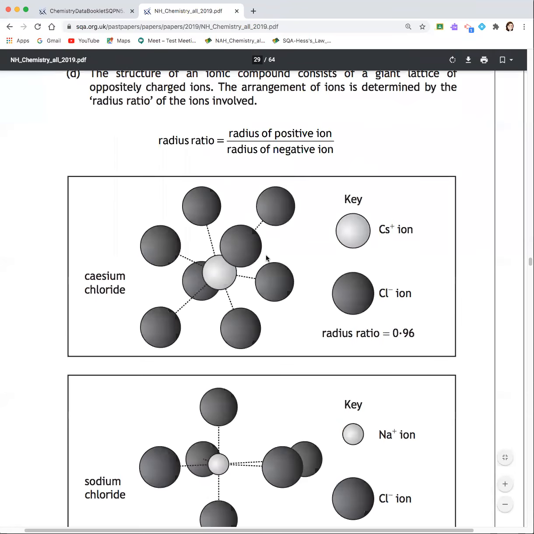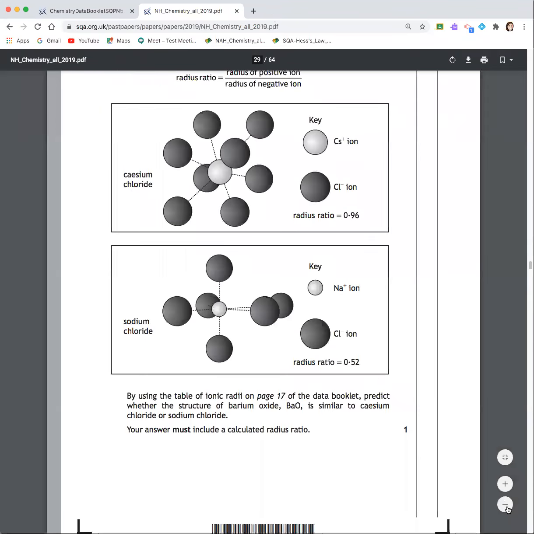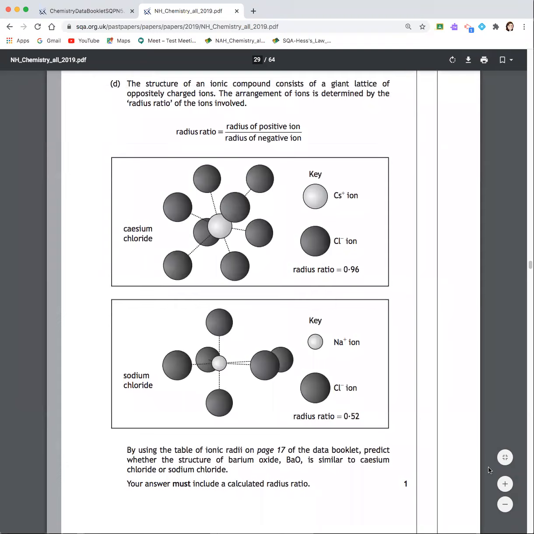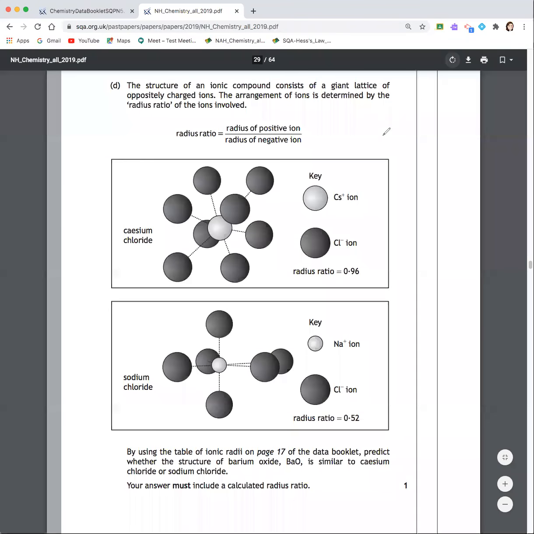Then question 2D. So you're given some information here with some equations. This is a problem solving question. And you're asked to decide or predict whether the structure of barium oxide is similar to cesium chloride or sodium chloride, and you need to include your calculated radius ratio in the answer. So the ratio, right up here, our positive ion in barium oxide is the Ba2 positive ion.